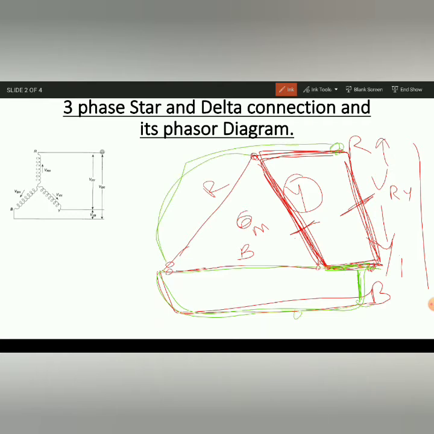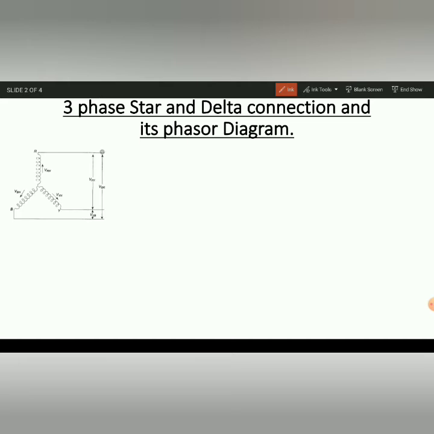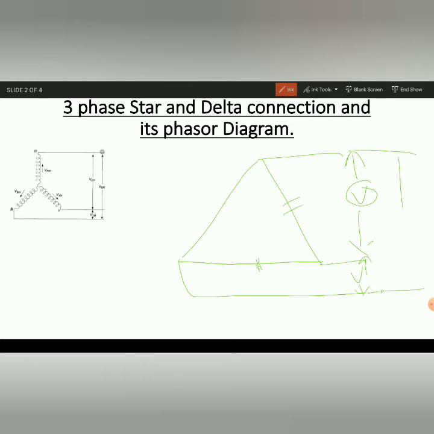Okay, so here it is very obvious that in delta connection, whatever voltage we apply here is exactly the same as the voltage across this line. This voltage is the same as what we apply here, and this voltage is the same as the voltage applied here. So here the line voltage and phase voltage are both the same.